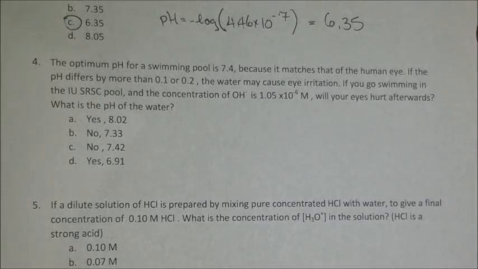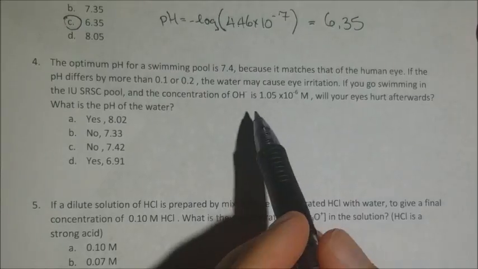The optimum pH for a swimming pool is 7.4 because it matches the pH of the human eye. If the pH differs by more than 0.1 or 0.2 pH units, the water may cause eye irritation. If you go swimming in the IU Student Rec Center pool and the concentration of OH minus here is 1.05 times 10 to the negative 6th molar, will your eyes hurt afterwards? And what is the pH of the water? So I think that the quickest approach to this question is simply to take the hydroxide concentration and figure out what the pH is.